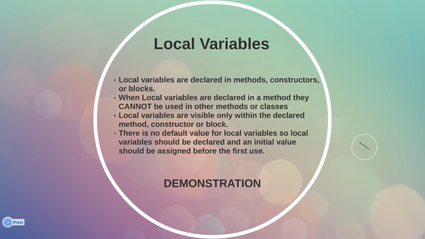So when local variables are declared in a method, they cannot be used in other methods or classes, okay? It can be only used within the method, constructor, or block, okay? There is no default value for local variables, so local variables should be declared with an initial value. It should be assigned before the use. Okay, so now we're gonna do another demonstration. Let's go to our IntelliJ IDE.